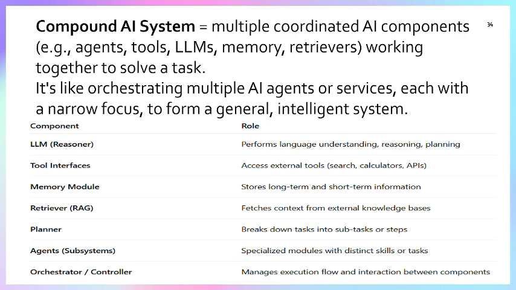Now come to the point, compound AI system. What is the compound AI system? A compound AI system is multiple coordinated AI components like agent, tool, LLM, memory, and retriever working together to solve a task. Now, if you are a simple person who is using an AI, what do you think? You only write the query and get the response.